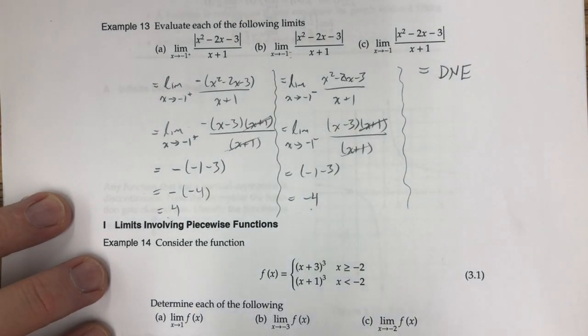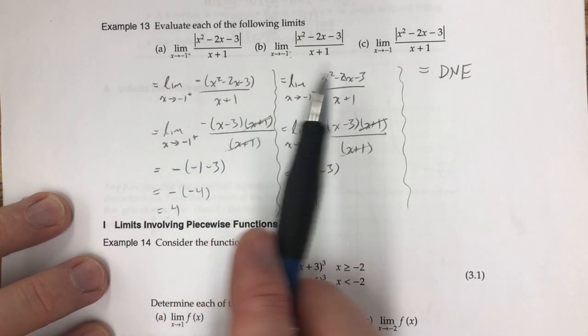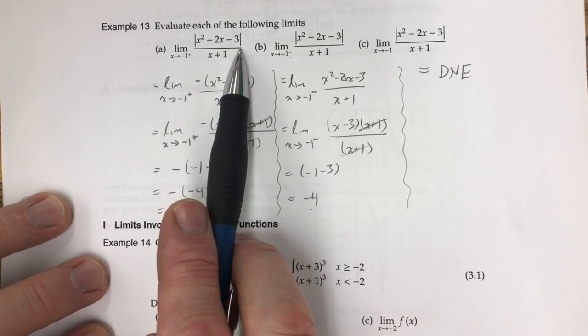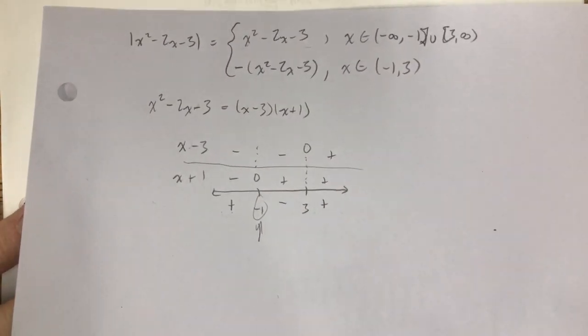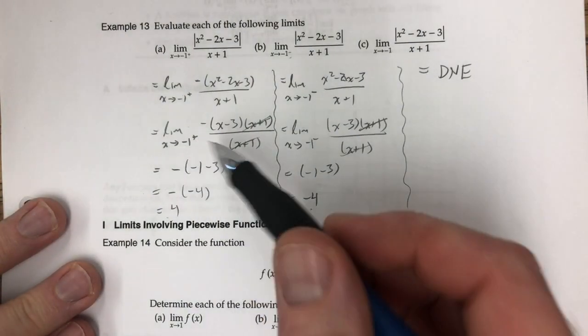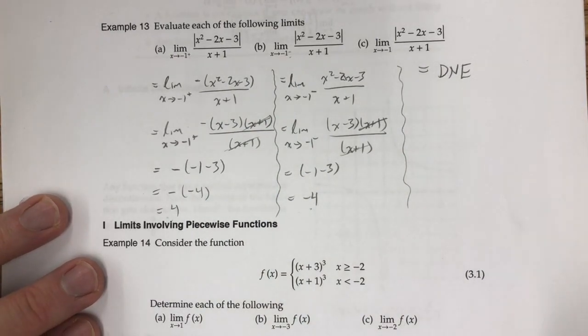So let's take a look at what we did here. We figured out the appropriate equation for the absolute value of x squared minus 2x minus 3. That required us doing a little bit of sign analysis work. We chose the proper expression, and then we used the tools that we had at our disposal.